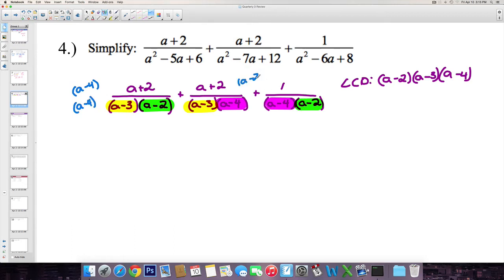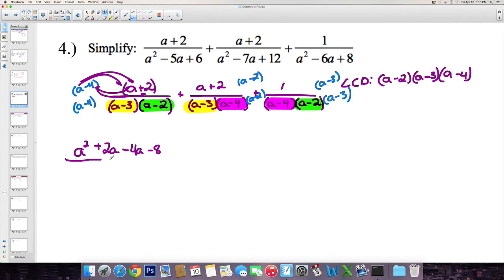Next one, we're missing an a minus 2. So multiply numerator and denominator by a minus 2. And the last one, a minus 3. So when we do that, over here we are going to need to double distribute. So that's a squared plus 2a minus 4a minus 8. And that's all over our LCD, which is a minus 2, a minus 3, a minus 4.